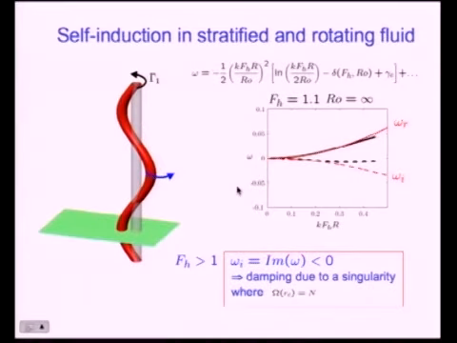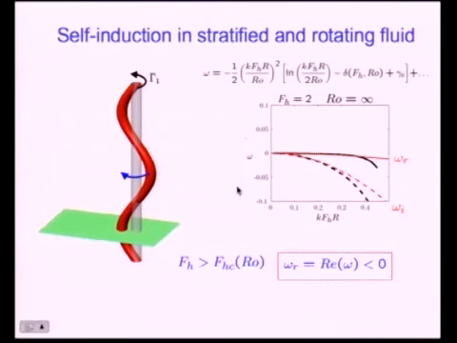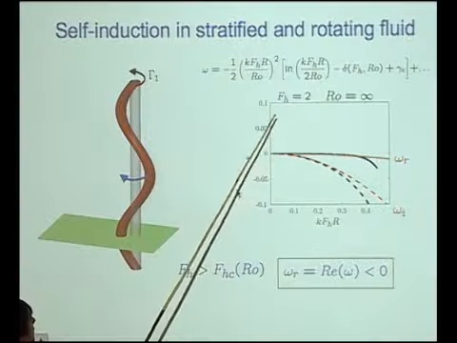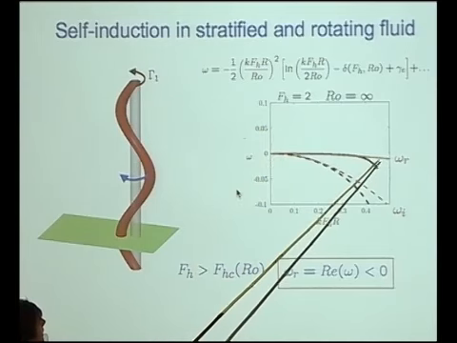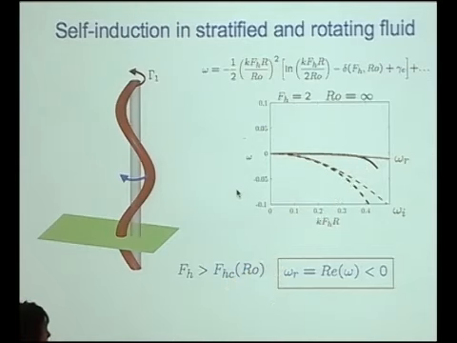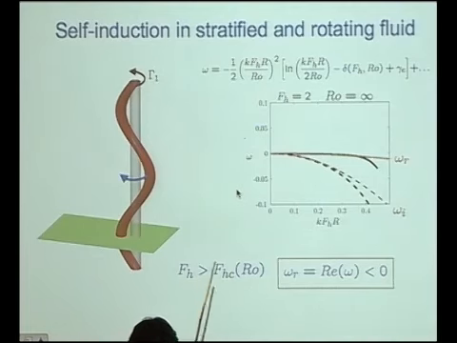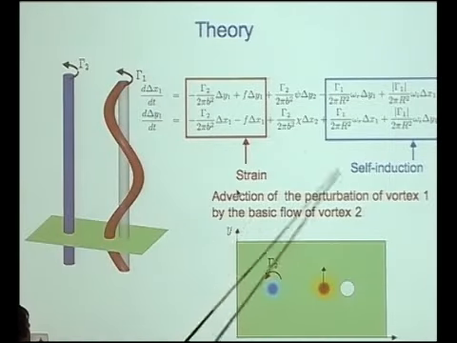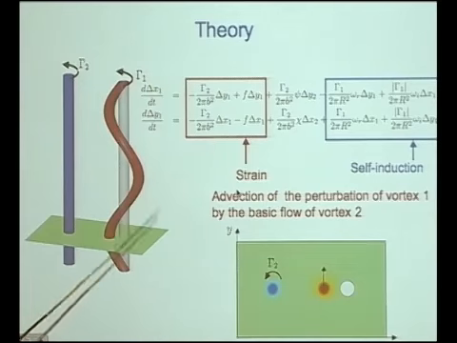So this is why we have a complex self-induction. The red is the prediction from this formula, and the black line is the exact result obtained from a numerical integration. And so when the Froude number is increased further, here Froude number equal to 2, now the real part of the self-induction becomes negative, like in homogeneous fluids. But the threshold for which the sign of the self-induction is reversed depends on the Rossby number. So this was the first effect.